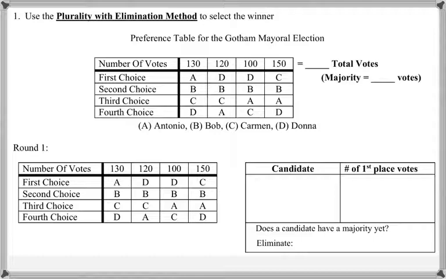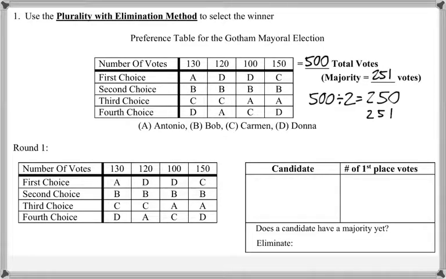So we know that we have 500 total votes, but we need to find how many votes make a majority. A majority is over 50%. So if I divide 500 by 2, I get 250. So 250 would be exactly 50%, and 251 would be over 50%. So to get a majority, you need at least 251 votes.